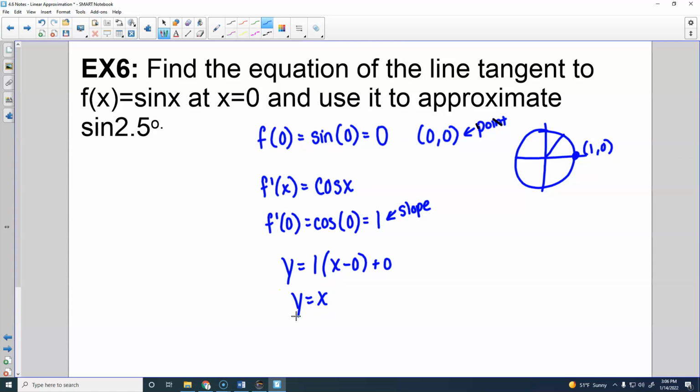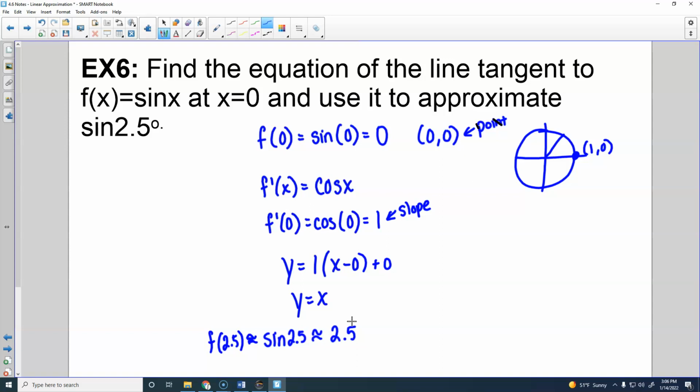So I don't really love this one because when we're estimating sine of 2.5, it's just 2.5. So what you're doing is plugging in, that is f of 2.5 is what you're estimating, right? So it would just be x, which is 2.5. That's not right. I think it just yields a bad estimate.